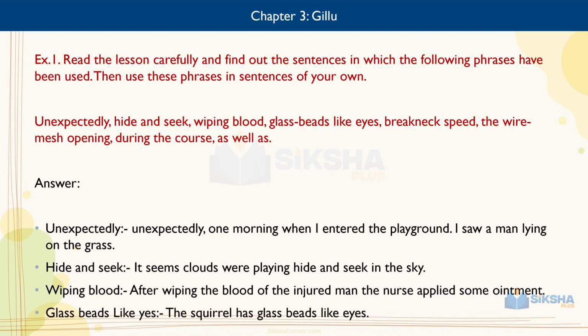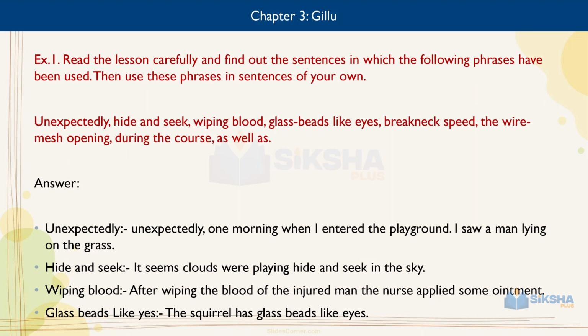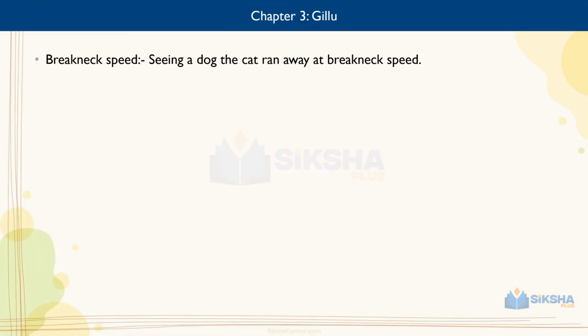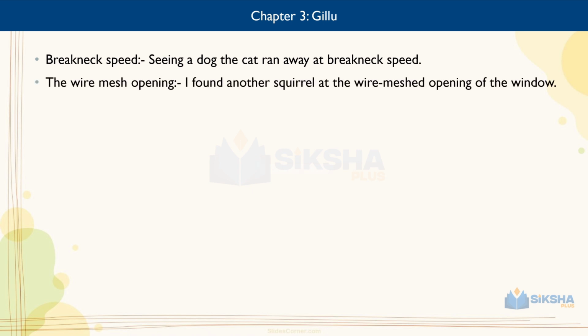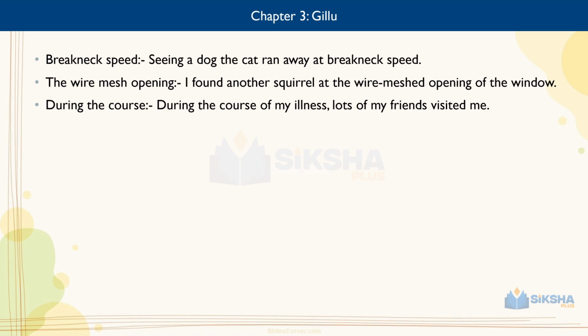Glass beads like eyes. The squirrel has glass beads like eyes. Breakneck speed. Seeing a dog, the cat ran away at breakneck speed. The wire mesh opening. I found another squirrel at the wire meshed opening of the window. During the course of my illness, lots of my friends visited me, as well as I am living together.